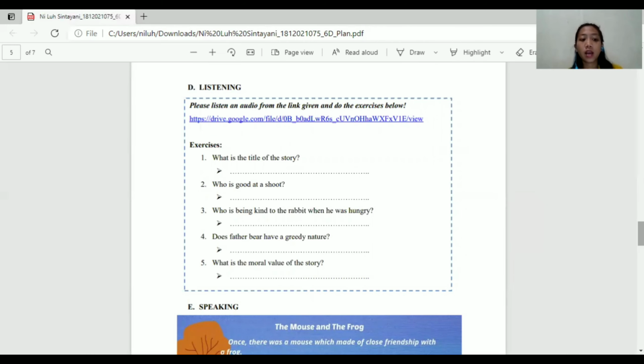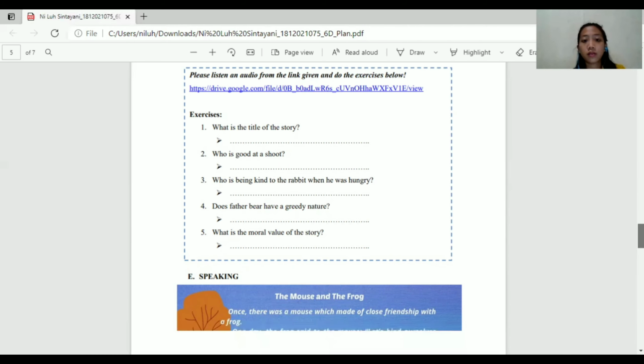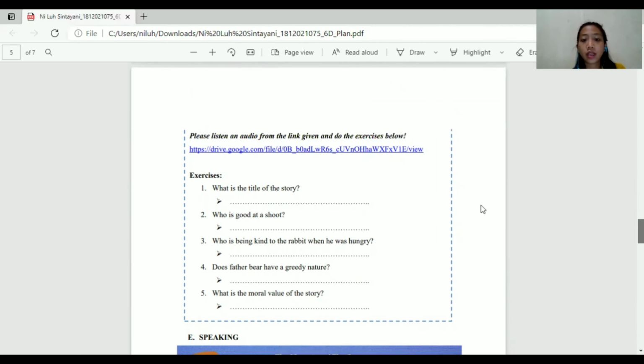And then listening. In these activities, I give an audio for students to know their understanding in listening to the story. After they listen to the audio, the students can answer the questions. I give the audio by a link, so they can click this link to listen to the audio.